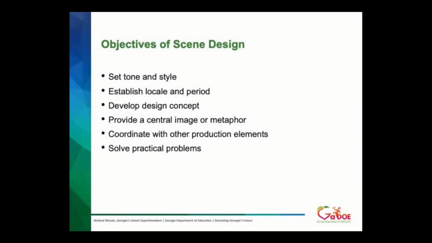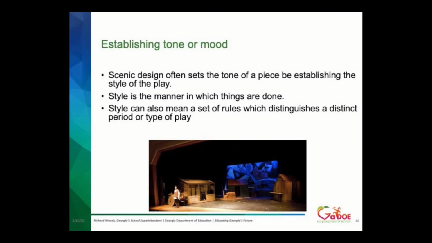Objectives of scenic design. A scene design should set tone and style, establish locale and period, develop design concepts, provide a central image or metaphor, coordinate with other production elements, and solve practical problems. Establishing tone or mood. Scenic design often sets the tone of a piece by establishing the style of the play. Style is the manner in which things are done. Style can also mean a set of rules which distinguishes a distinct period or type of play.